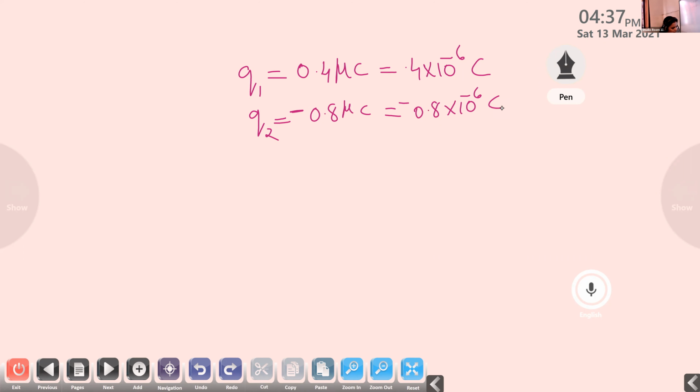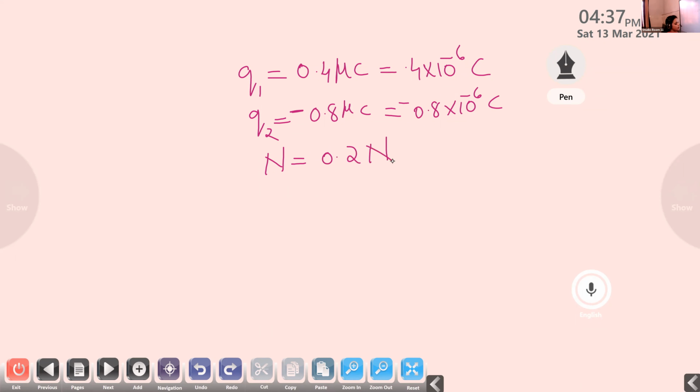Okay. Then here there is no distance of separation given. We want to find it. That is our first sub question. But one more term is provided here. If they are present in air, and the force acting between these charges is given as F equal to 0.2 Newton.